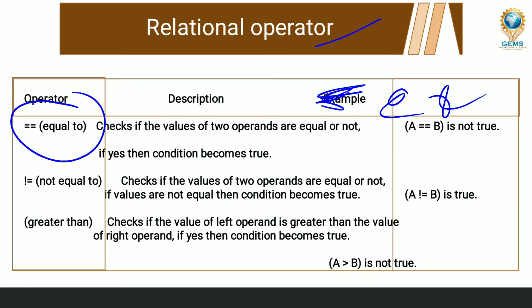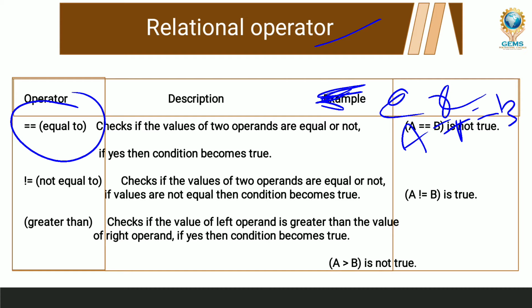First one is equal to. A equal to B means it checks whether both are equal or not; if so, the condition becomes true. When you want to compare with equal to, this is a comparison of whether both are equal or not. Actually this is true: A equal to B.